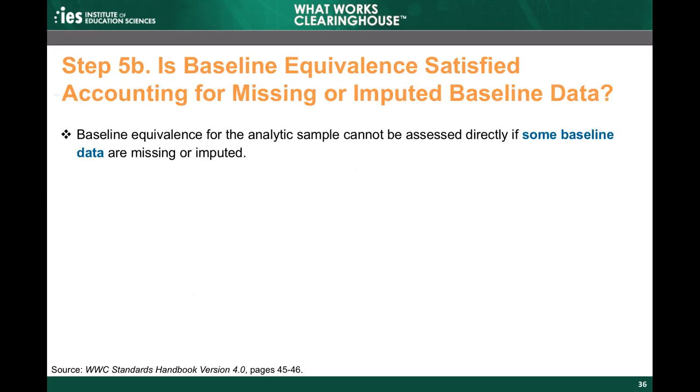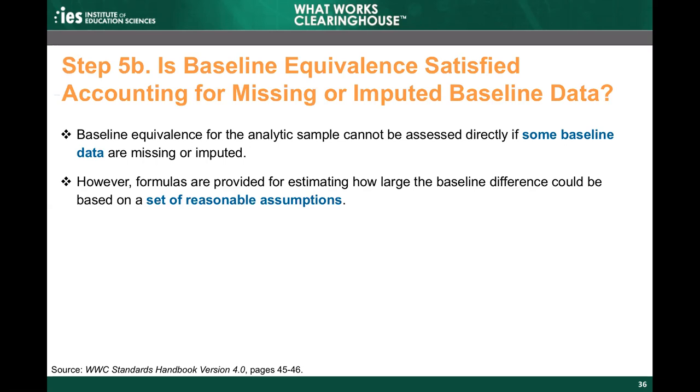So in step 5B, we have to account for missing or imputed baseline data for a measure that is needed to assess baseline equivalence. The obvious challenge here is, how can we tell if the groups are equivalent if we don't actually know what the baseline values are for all participants in that analytic sample?